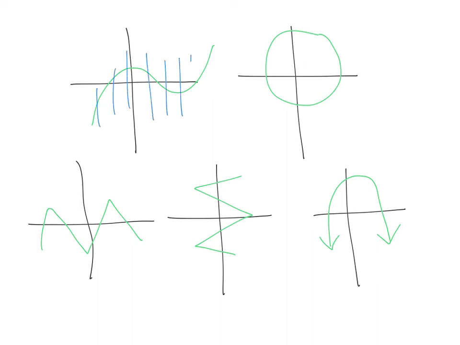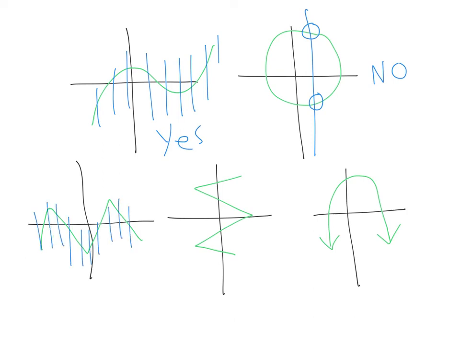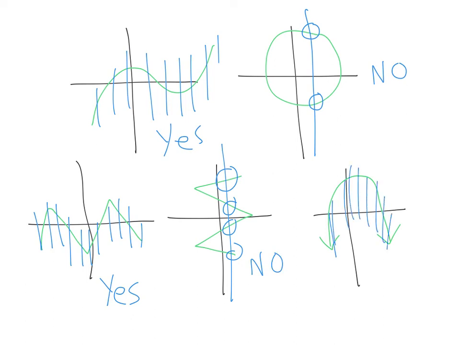So this one, my blue line, never crosses the green line more than once, so yes, it's a function. This one, oh, crosses twice, so no, it's not a function. This one is yes. This one, nope. Crosses these twice or multiple times, so no, it's not a function. And this one, yes, it's a function. These arrows don't count here, they're just always at the end of functions.